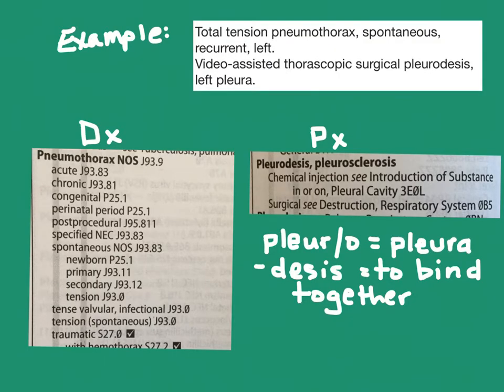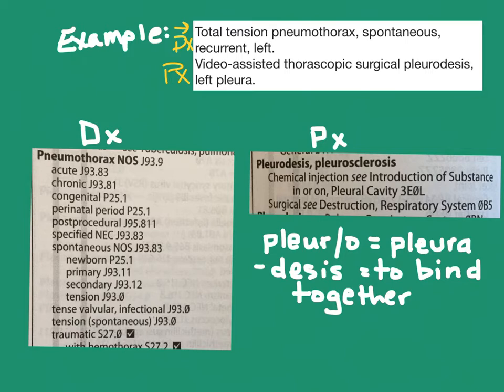Let's walk through one more example from the handbook, this time from exercise 18.3. Here we have total tension pneumothorax, spontaneous recurrent left. So that's our diagnosis. And then as the procedure, we have the video-assisted thoracoscopic surgical pleurodesis left pleura.